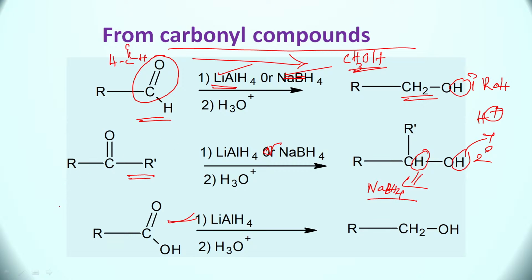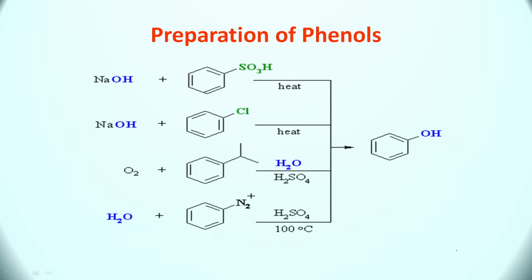When you treat RCOOH, okay, in this case NaBH4 is a weak reducing agent when compared with lithium aluminum hydride. Carboxylic acids cannot be converted into alcohols by using NaBH4, but you can reduce carboxylic acids, this is RCOOH, into alcohols. Okay, these are the preparation methods of alcohols. Let us take the preparation of phenols.